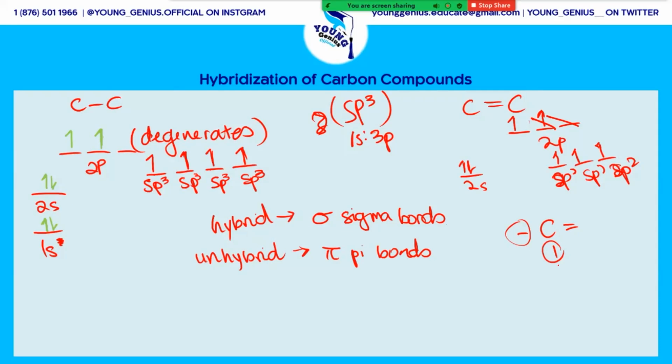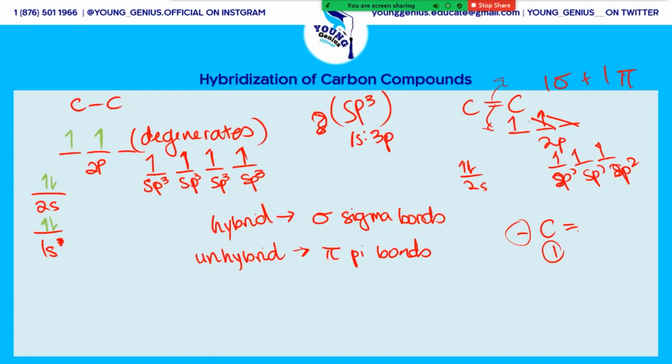So this other sigma bond here would be the overlap of another sp2 orbital and another sp2 orbital. Now here where we have the double bond, one of the double bonds is a sigma bond and the other one is a pi bond, right? So every double bond has one sigma bond and one pi bond, all right?